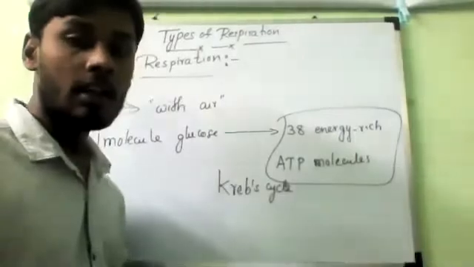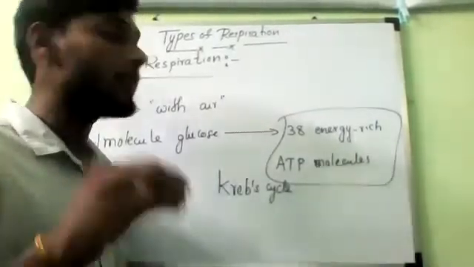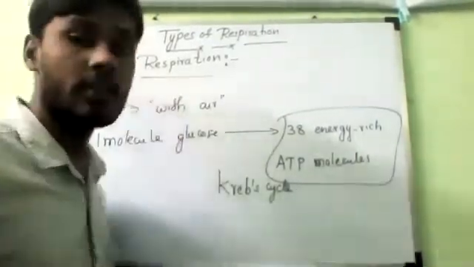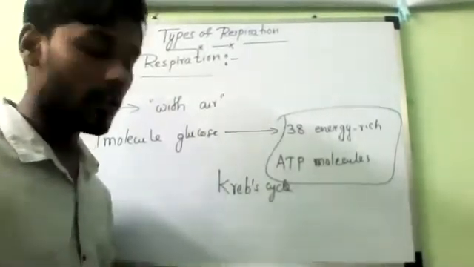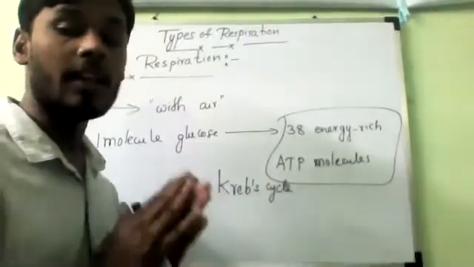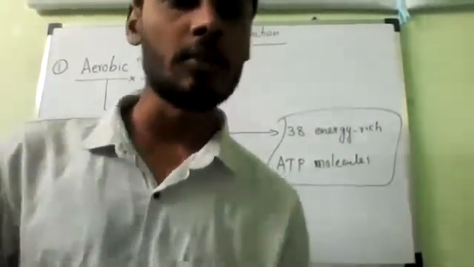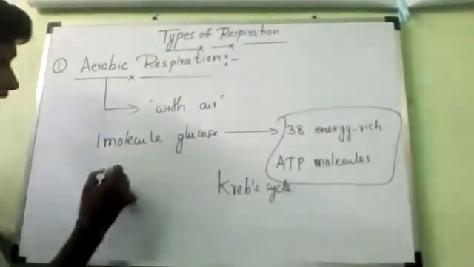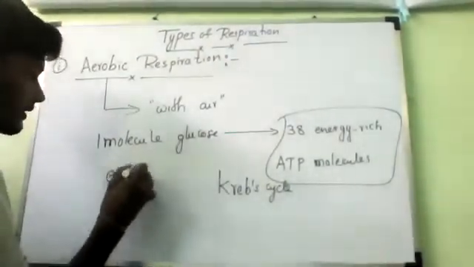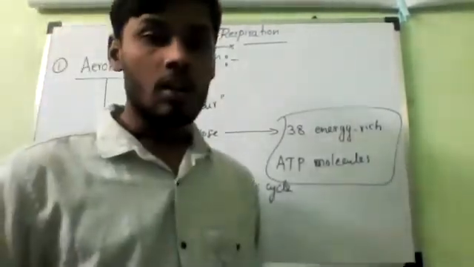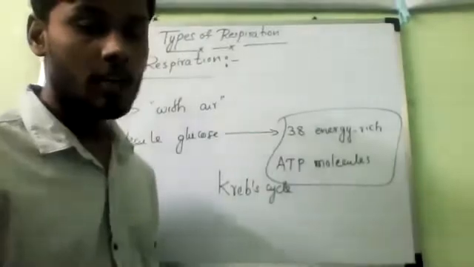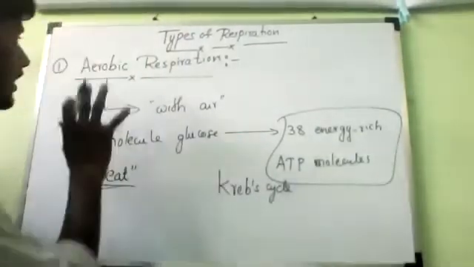So whatever organism depends on aerobic respiration cannot live without oxygen, understanding? If there is no oxygen, they cannot get energy from the food which they eat. That's all. So if you observe here, this is what aerobic respiration is.